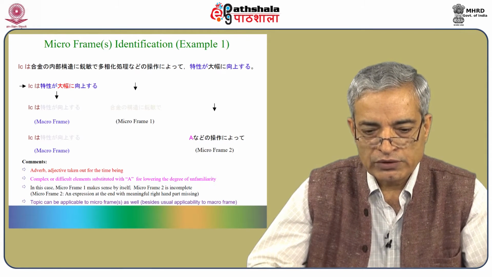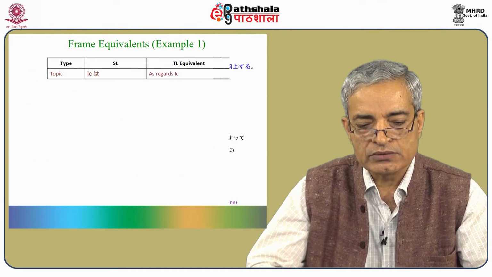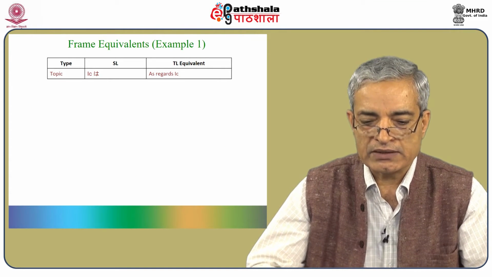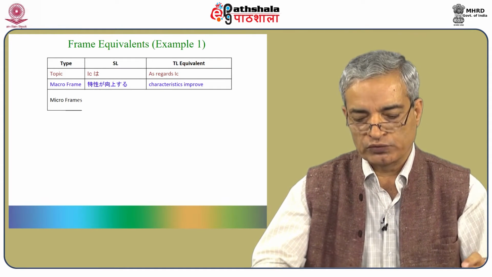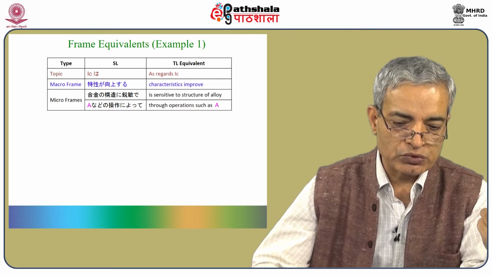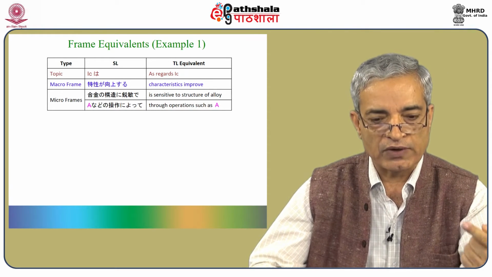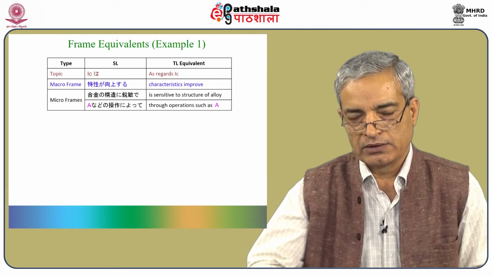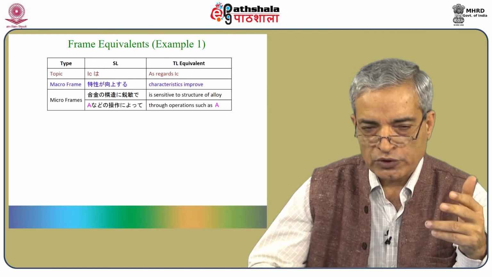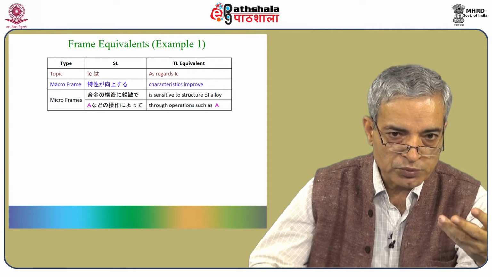And now try to organize the information. The topic here is IC, that is, as regards IC. The macro frame is Tokusei ga kojo suru, characteristics improve. And in the micro frame there were two. One was Gokin no kozo ni binkan, sensitive to structure of alloy, and the other was A nado no sosa ni yotte, through operations such as A. Has it helped you or not, Rajat? Now try to put it together.